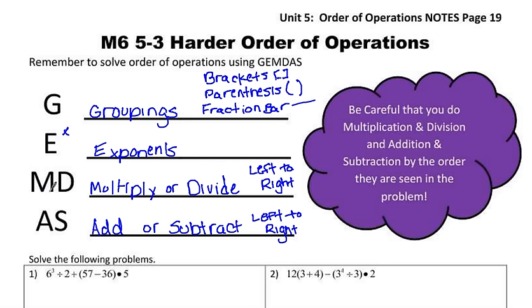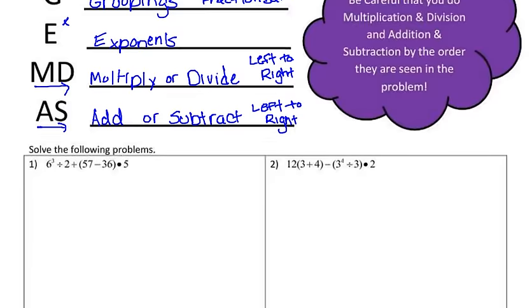The multiply divide, remember we go from left to right and they're partners in crime. They work together. It doesn't matter which one's first, but if division's first, you do that first. If multiplication's first, it doesn't matter which one's first in line, you still got to do it. Same thing with add, subtract, left to right. If addition's in the front, you do addition. If subtraction's in the front, you do subtraction. It just depends which one comes first in the line. So be careful that you're doing multiplication and addition and subtraction by the order that they are seen in the problem. That is the biggest mistake that most students make.